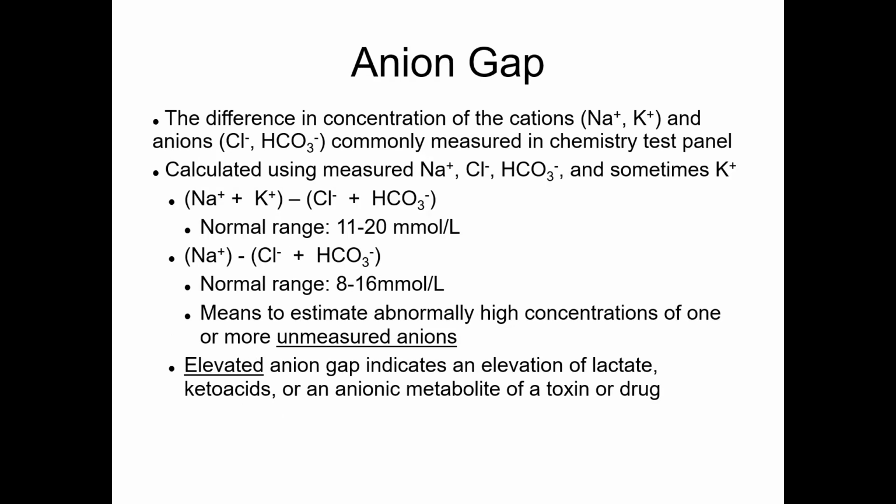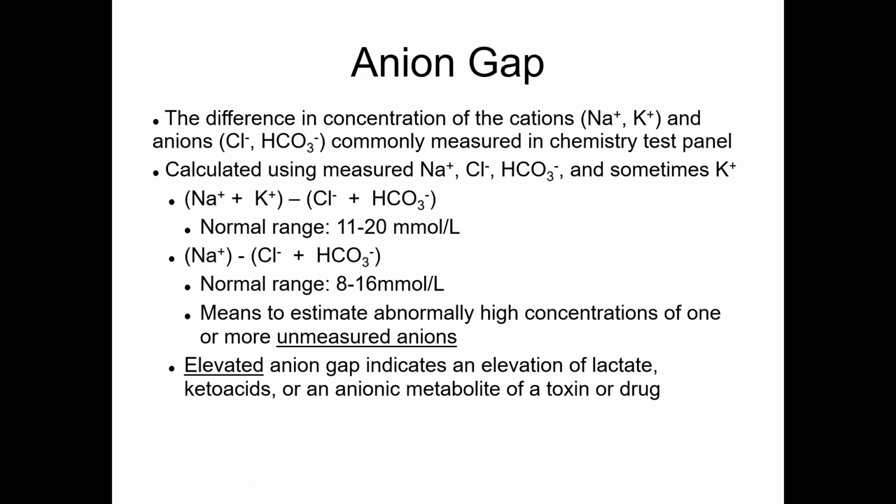Then we have the anion gap. The anion gap is an important measure in clinical chemistry, and it's typically reported in all clinical chemistry panels relevant to electrolytes. It is the difference in concentration of the cations and the anions commonly measured in a chemistry test panel. It's calculated using the measured sodium, chloride, and bicarbonate, and sometimes potassium. Here you can see the two equations. If we include potassium, we have a normal range of 11 to 20, and if we do not include potassium, we have a normal range of 8 to 16.